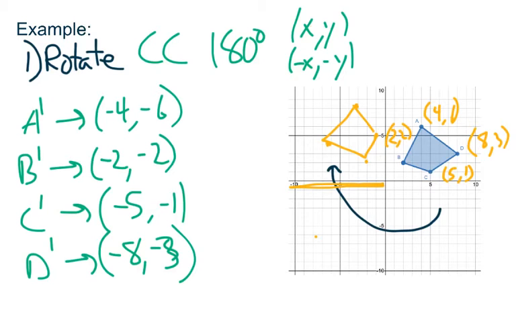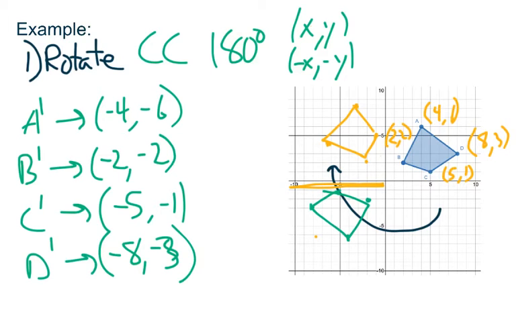So let's see here, negative 4, negative 6, negative 2, 2, negative 5, 1, and negative 8, 3. Okay, cool. Yes, there we go. Boom, I've rotated that 180 degrees. All right, so this is a nice little introduction to how we do the rotations.